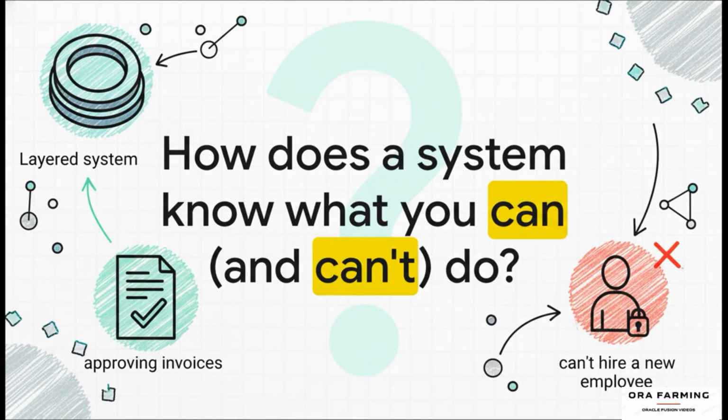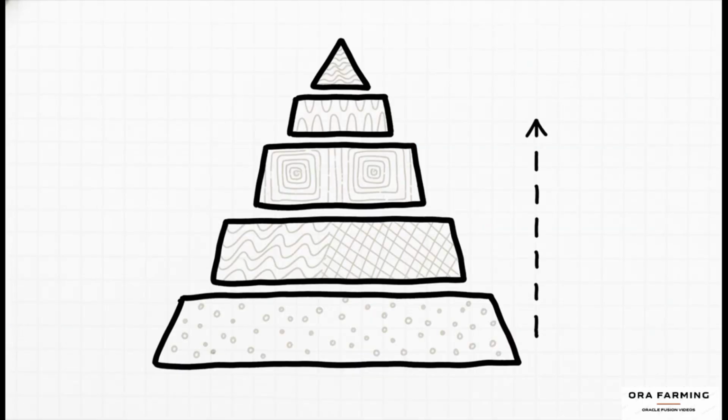You log into this giant corporate system, and somehow it just knows you can approve a purchase order, but you can't, say, give someone a raise. It's not magic, and it's definitely not random. It's actually a really clever and totally logical system of layers that's built to figure all that out. So what's the secret sauce? It all comes down to a 5-layer security model.